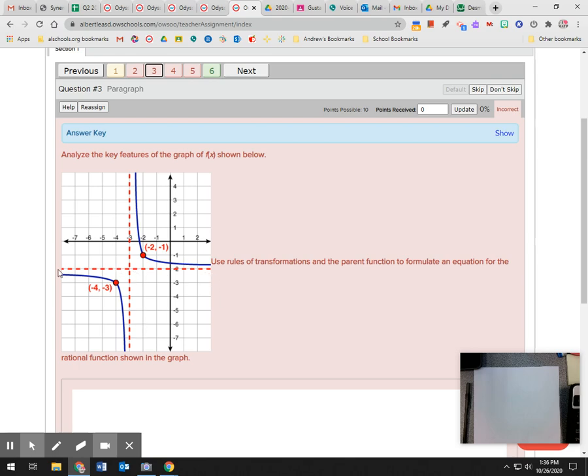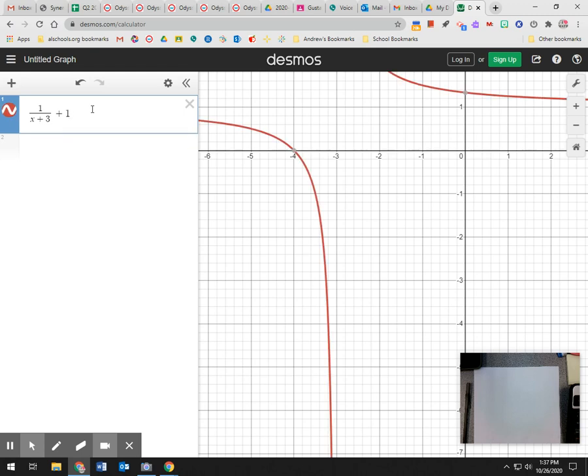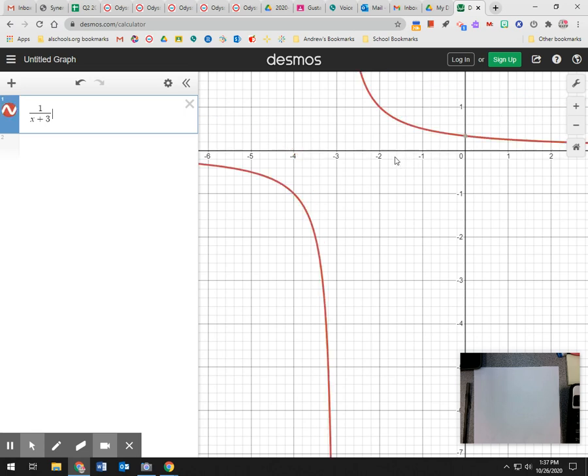I have not talked about the horizontal asymptote yet. To move the graph up and down, I can just put, I don't know, +1. Now the horizontal asymptote is here at 1, because I'm just shifting it up and down. I could do -5.